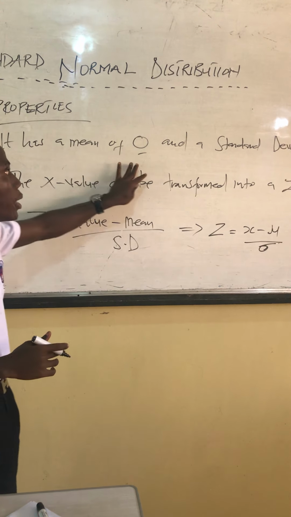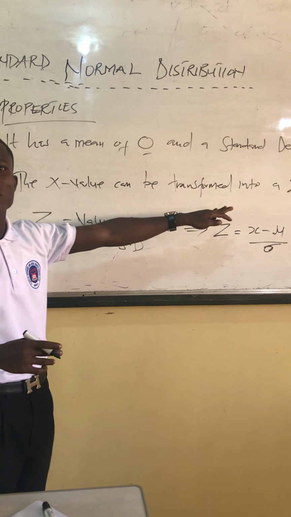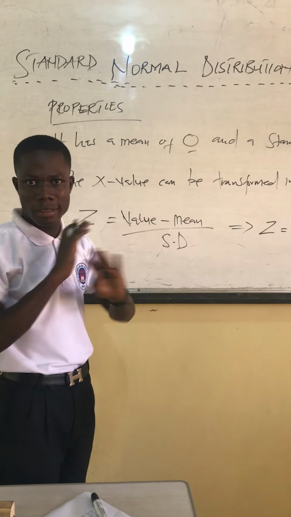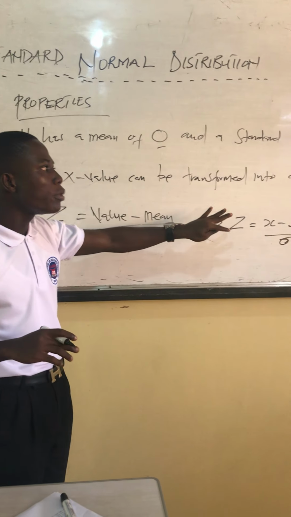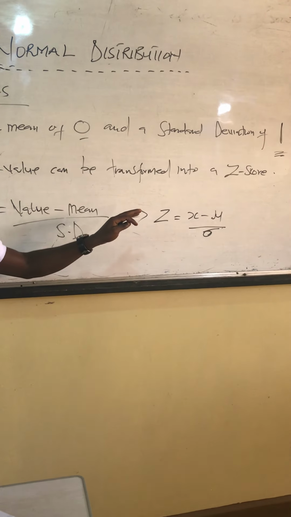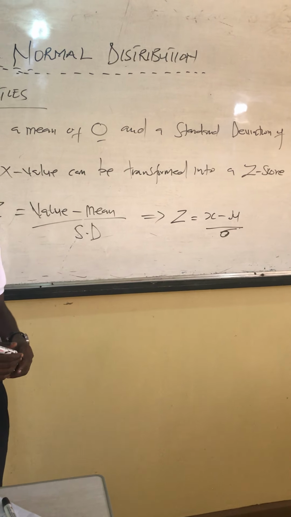So these are the two properties that distinguish the standard normal distribution from the normal distribution. One, it has a mean of 0 and a standard deviation of 1, which is static, it doesn't change. And two, the x value can be transformed into a z-score. Please, I hope you are okay.